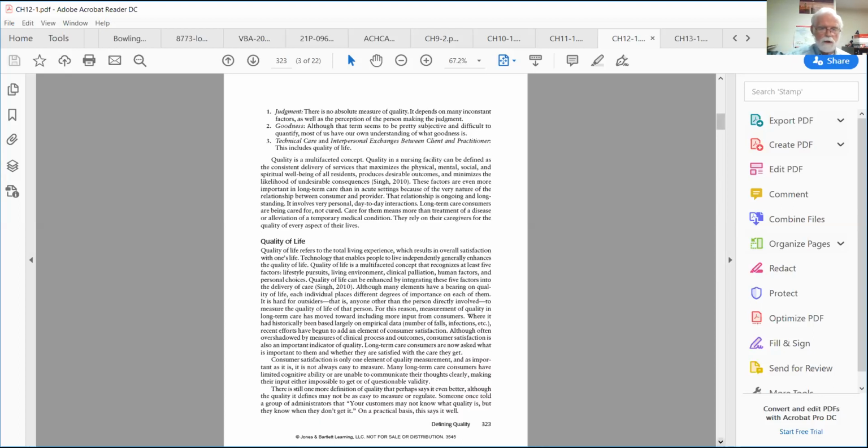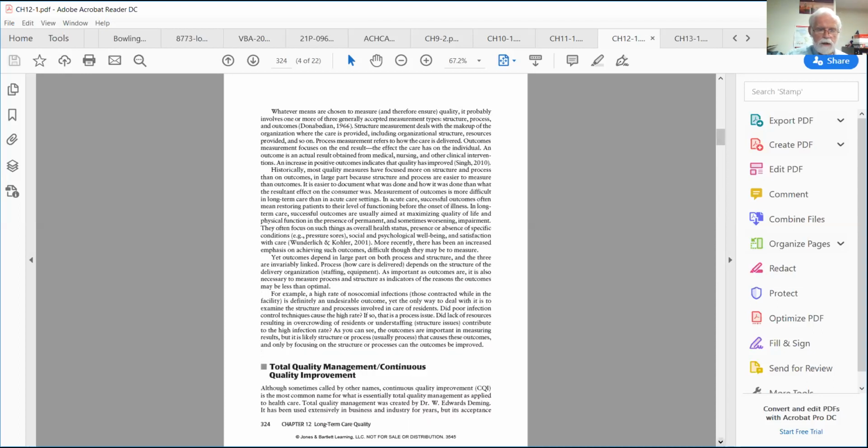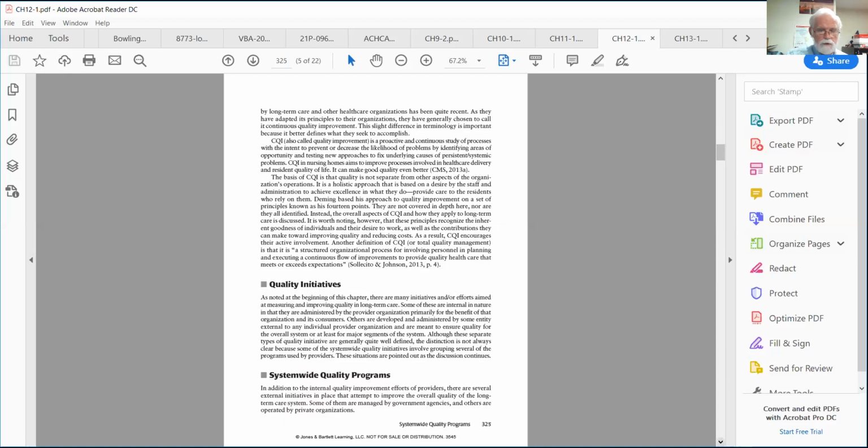Again, there are issues such as quality of life, and again, that depends. Quality of life to a billionaire is very different from quality of life to someone who's living on a fixed income. So understanding some of these issues in this chapter is important.